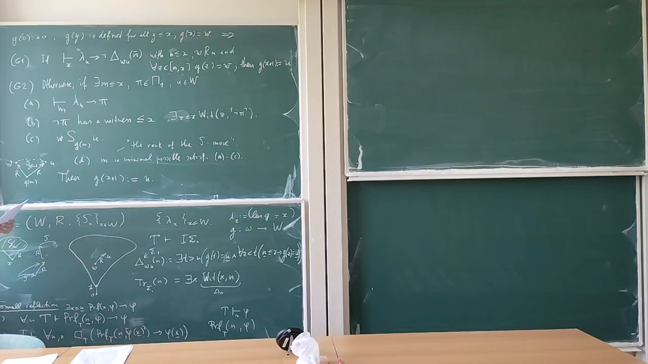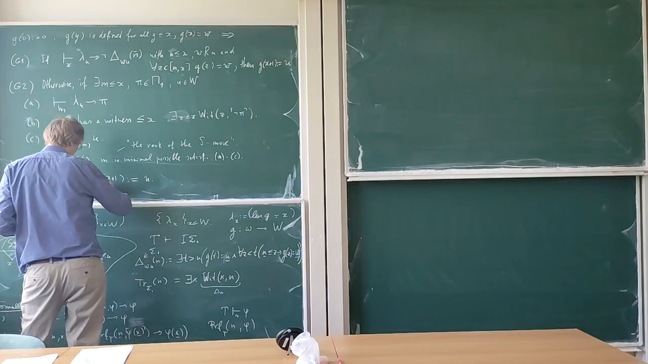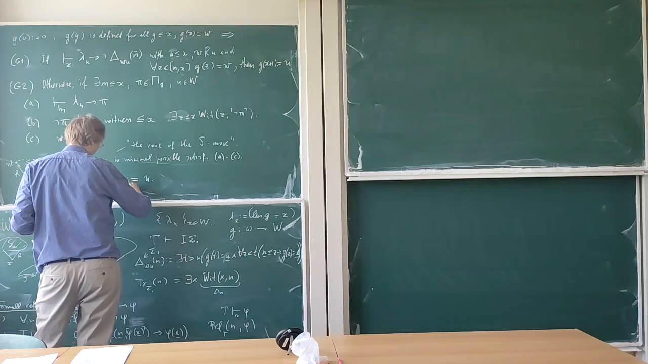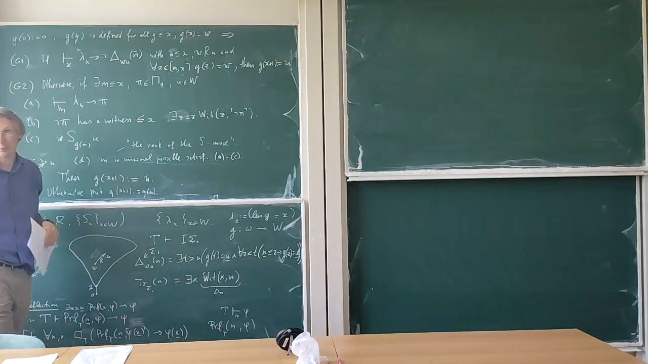You see that this is an incredibly tricky thing. But okay, that's the definition of G2, and G3 is: otherwise, put G of X plus 1 equals G of X. So G does not move.